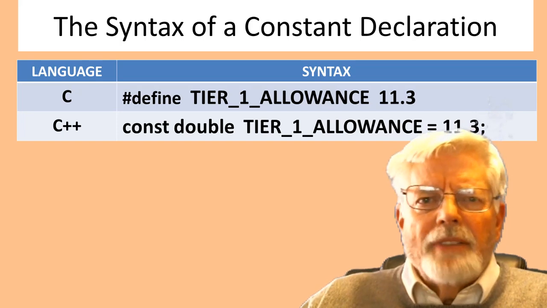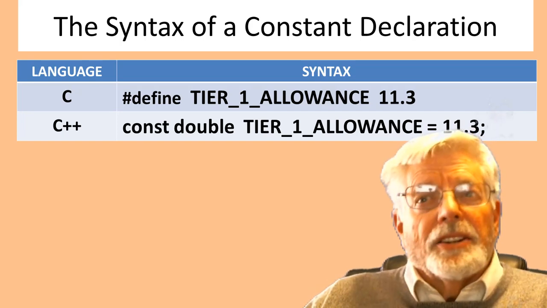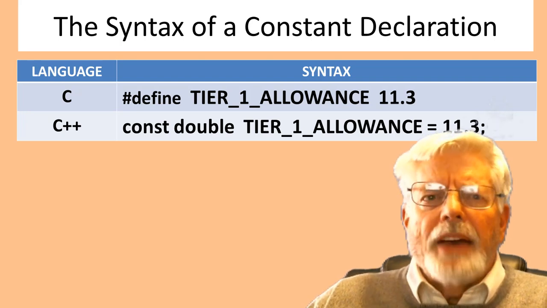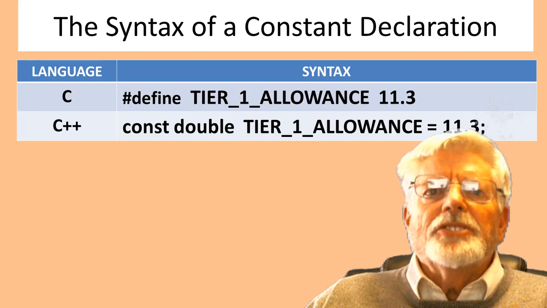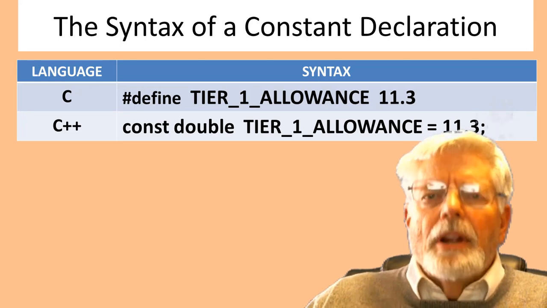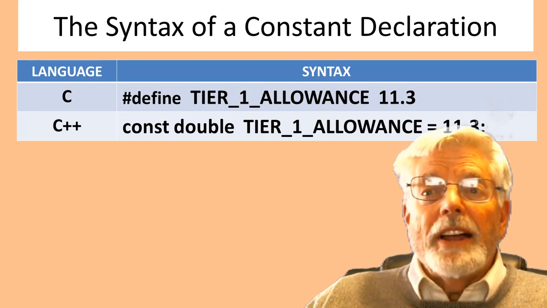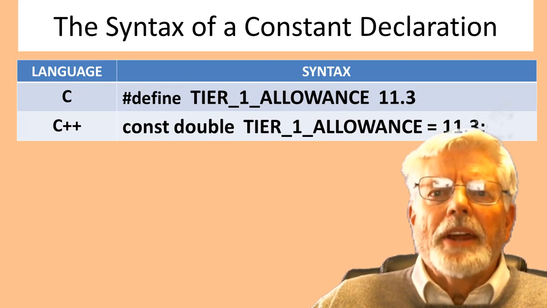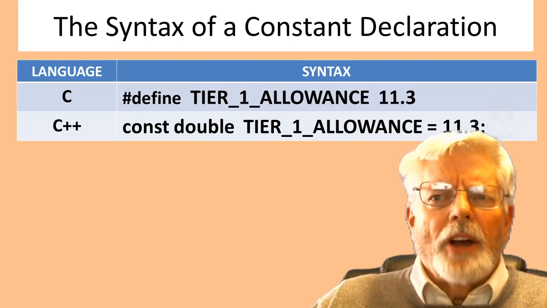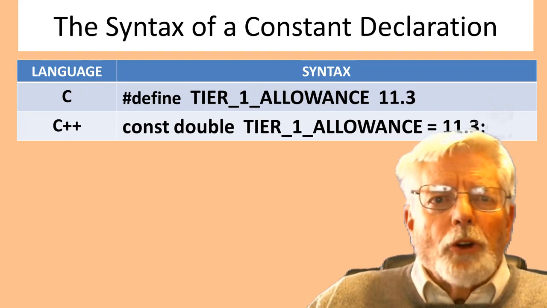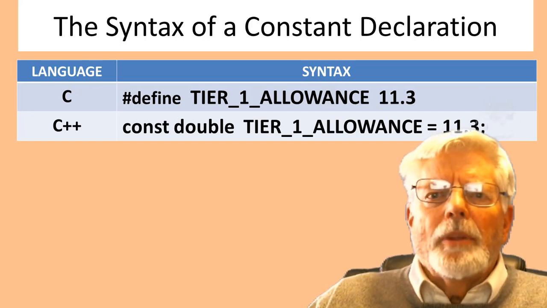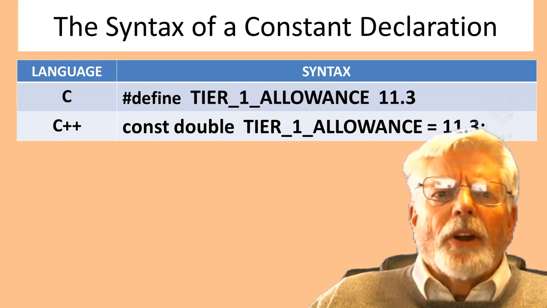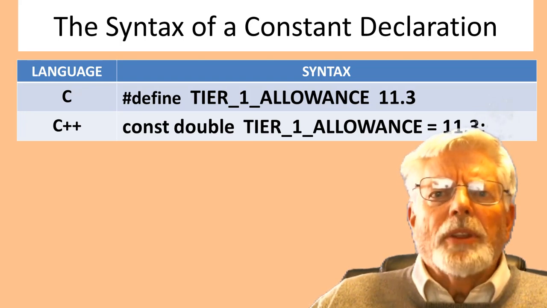Constants in C++ have a data type associated with them. In this example, the data type for TIER1_ALLOWANCE is double, which can hold digits past the decimal point. Constants in C do not have a data type. The #define actually does a find and replace before the code is compiled, similar to a find and replace in a text editor or word processor. This is why we don't want a semicolon to be part of the #define statement, or we would be adding semicolon characters into the code where we don't want them.